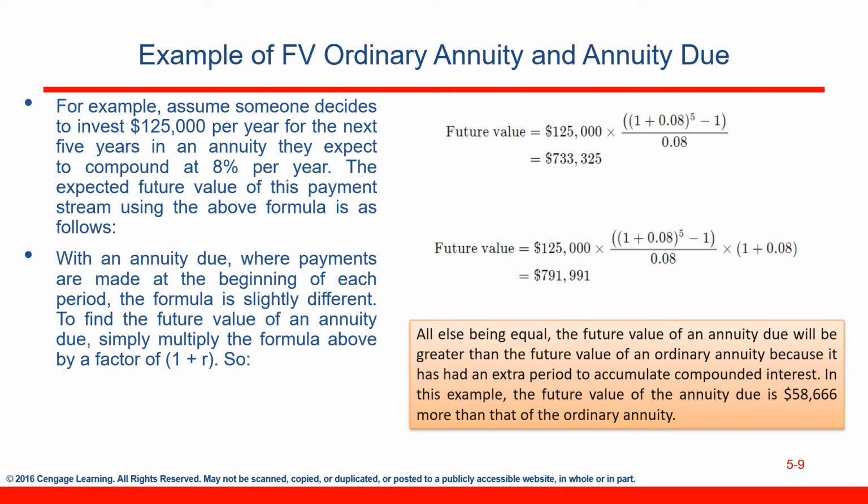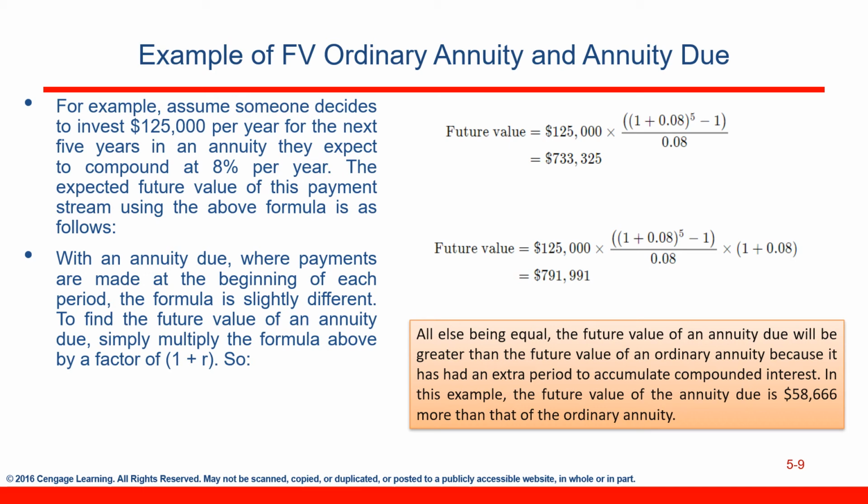This is our interest. Okay, so our formula: 125,000, this is the payment, times our future value factor, which is 1.08 raised to the 5th power, then minus 1, and then divide by the rate 0.08. So our future value is 733,325. Okay? This is ordinary annuity, because you deposit at the end of every year.